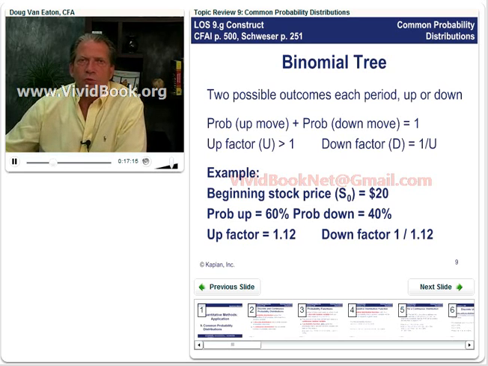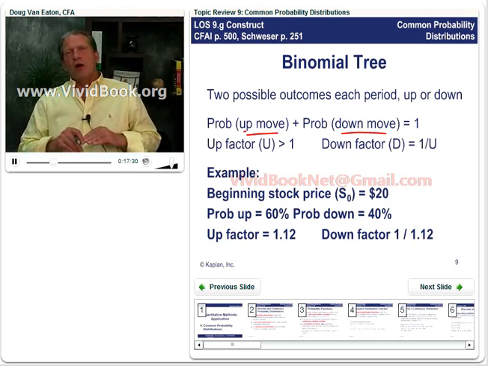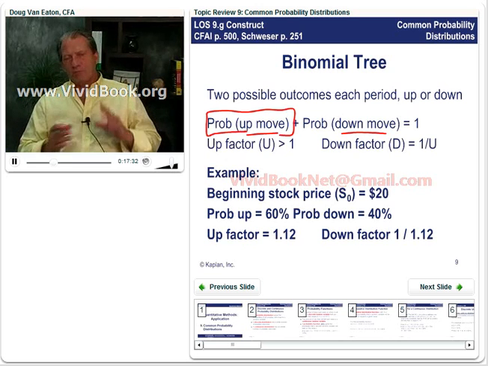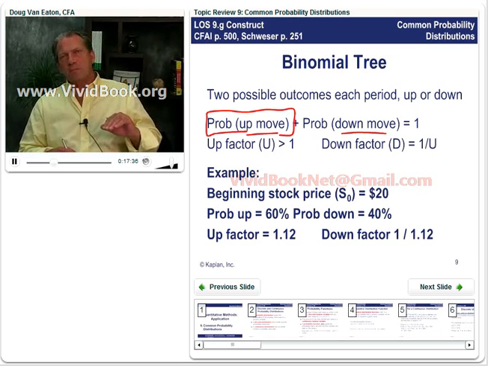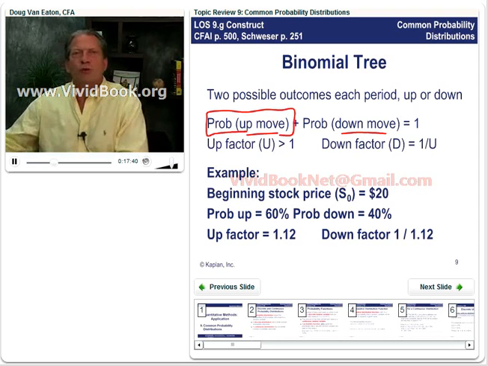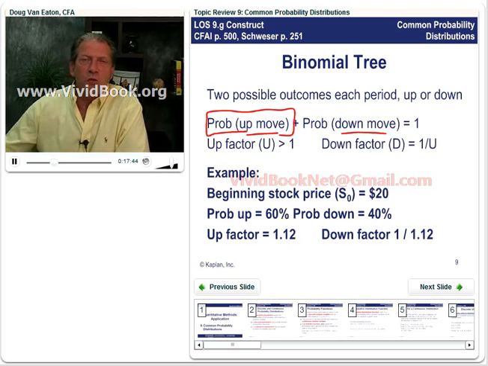But for this one, we need to know the probability of an up move and the probability of a down move. Well, since those have to equal 1, knowing one of them is enough. So what's the probability? Because our binomial outcomes here are either up or down. That's our 2 outcomes. And we need to know, well, what's the probability of an up move? And we need to know, well, if there's an up move, how far does it move? Well, that's the up factor. And that's a factor greater than 1.